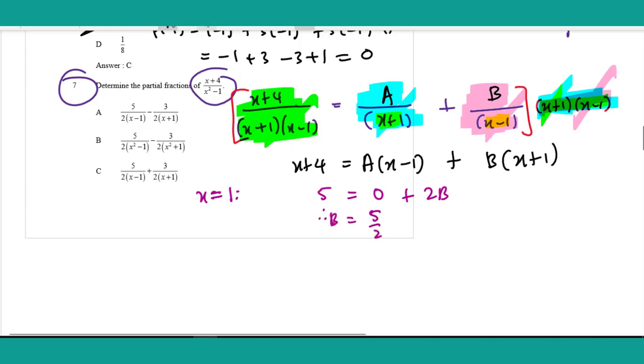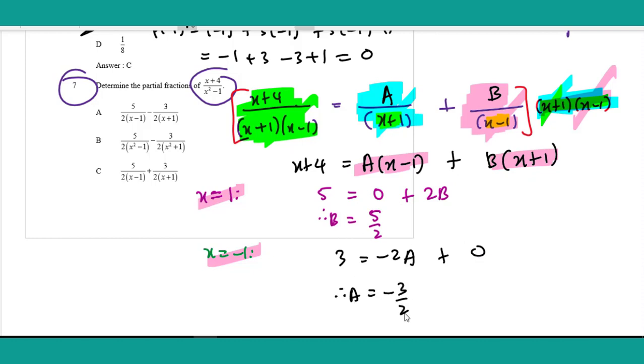Then substitute x equals -1. Our aim is to change this term or this term to 0. That's why we choose 1 or -1. Substitute -1 on the left hand side: -1 plus 4 is 3. Negative 2, so -2a plus 0. Now you get a is equal to -3 over 2.